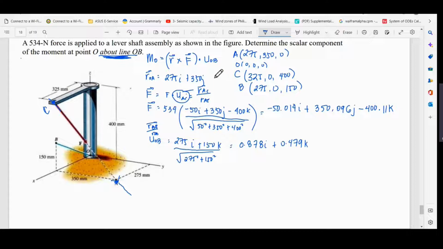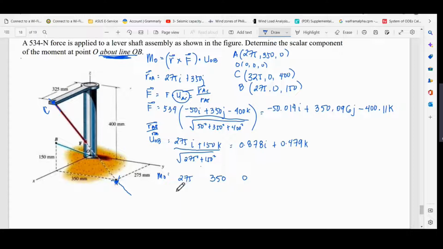So, it's time now to do the matrix. So, our moment at point O is equal to R. What is our R? This one. We have, again, I, J, K to dapat sunod-sunod yan. So, we have here 275, 350. Yung K niya is 0. Diba? Okay. Next is for our F.